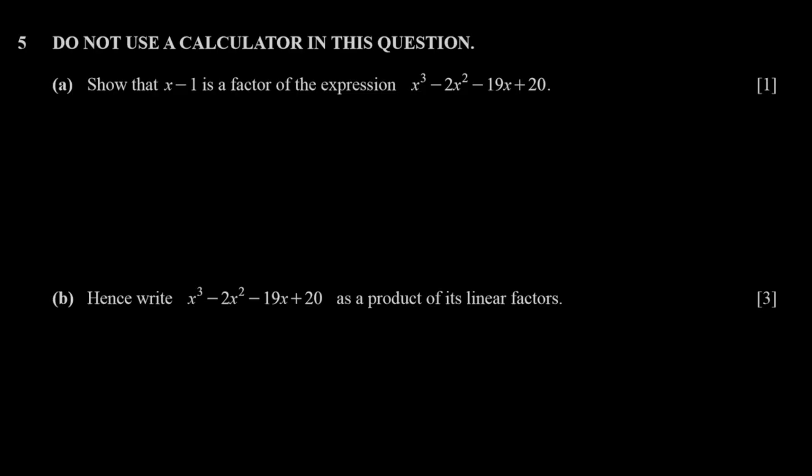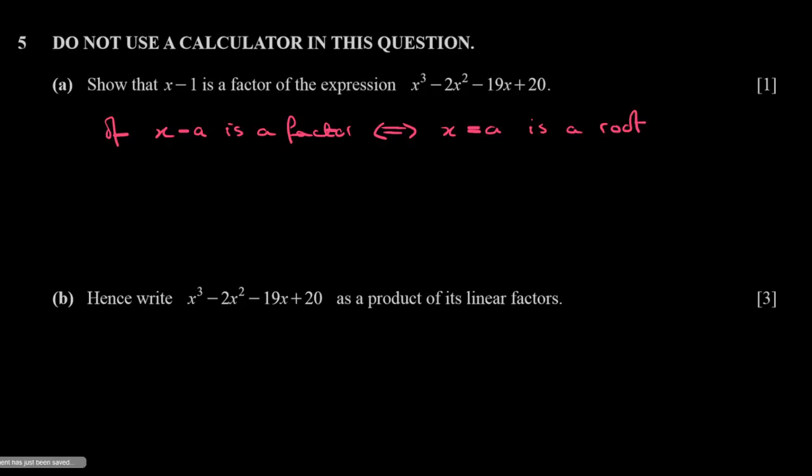Okay, question 5 next. This is a factor theorem, remainder theorem question. So the first part is we've got to show that x minus 1 is a factor of this cubic expression here. Well, it's probably helpful that we remind ourselves what the factor theorem is. The factor theorem states that if x minus a is a factor, then that means that x equals a is a root, right? And vice versa. If a is a root, then x minus a is a factor. That is something that you really need to remember and also to understand, okay?